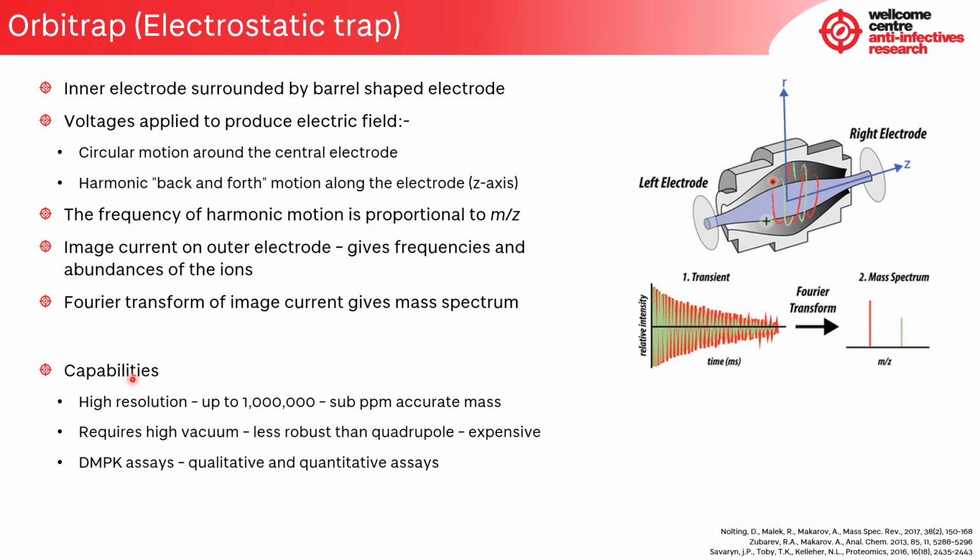Depending on which type of Orbitrap you buy, you can get resolutions of up to 1 million, and the accurate mass is capable of sub-ppm accuracy. They're probably not as robust as the quadrupole mass specs, they require a higher vacuum, and they are quite expensive. However, for DMPK assays, they can do all the qualitative and quantitative assays that any of the other mass specs can do.